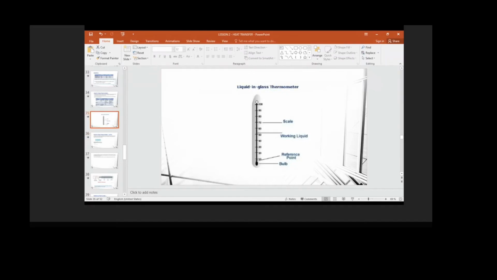All right, so you should know all thermometers, the liquid in glass thermometers look like this, where you have the bulb, which is the little circular container at the bottom that has most of your liquid, the mercury or the alcohol. You have your reference point, which is the lowest point on the reading scale for it. All right, and you have a column that allows the liquid to go up or down depending on the temperature. And you have your scale, which is the markings for your readings.